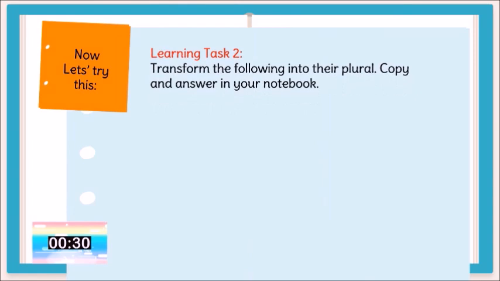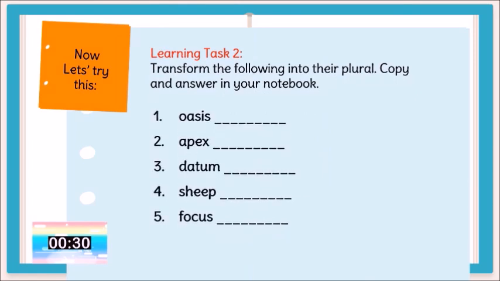Now, let's try this. Learning Task 2. Transform the following into their plural. Copy and answer in your notebook. Number 1. Oasis. Number 2. Apex. Number 3. Datum. Number 4. Sheep. Number 5. Focus.